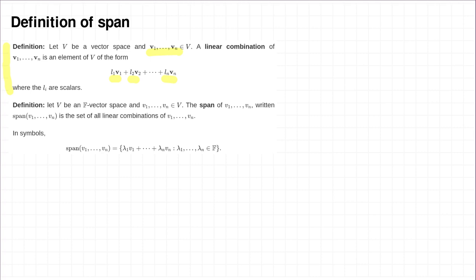We're now ready to make our new definition, which is that of a span. So if you have an F vector space V, so that means F is some field and the scalars which you're allowed to multiply by in this vector space come from the field F, and if you have some elements v1 up to vn in V, then the span of v1 up to vn, which we write like this, is by definition the set of all linear combinations of v1 up to vn. So here's the same definition in symbols. The span of v1 up to vn is by definition the set of all linear combinations that you can make of v1 up to vn.